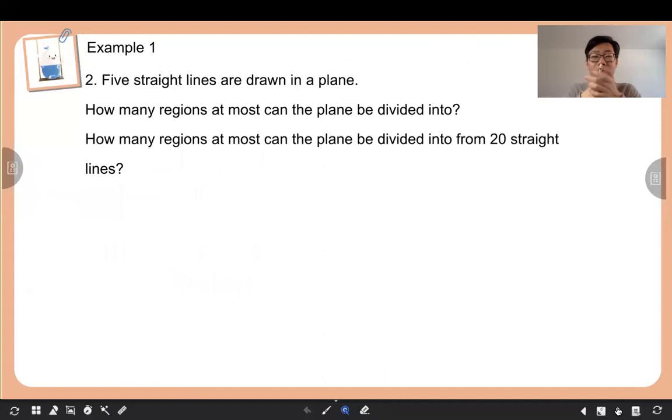Okay, so remember our pre-class example, we cut our pizza. Now we are even having more lines to cut the plane. We have 5 lines, we even have 20 lines to cut the plane. But don't worry, it's not hard because in our previous example, we know how to get more intersections given a number of lines. And we also know that if we have more intersections, we will have more divisions of the plane. So here we just apply what we learned.